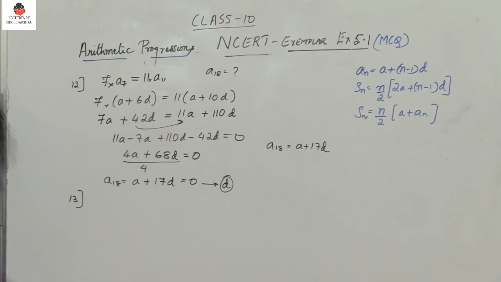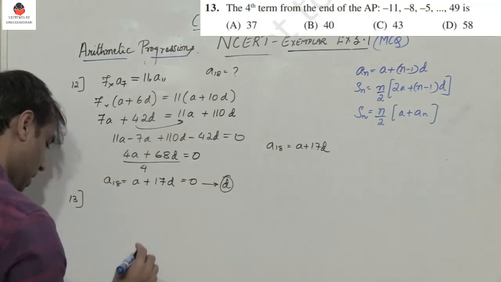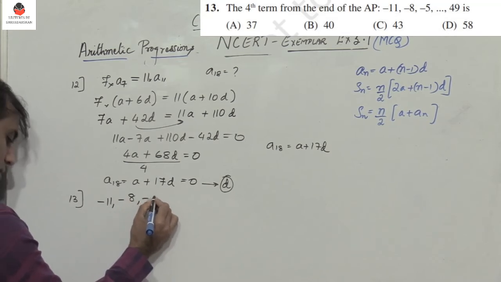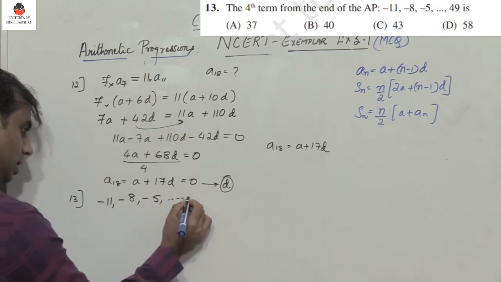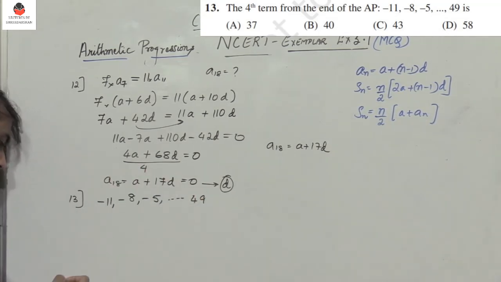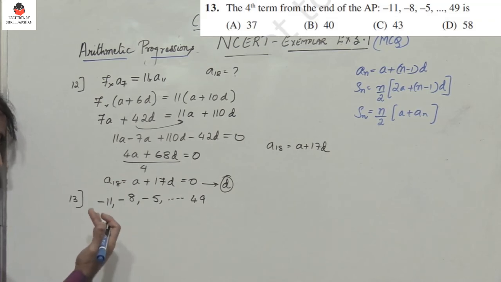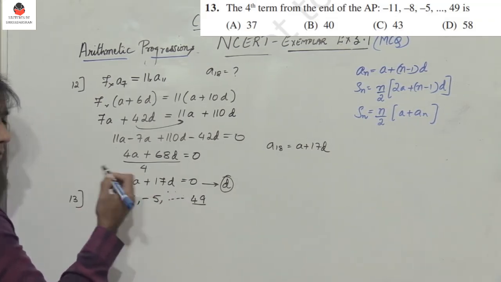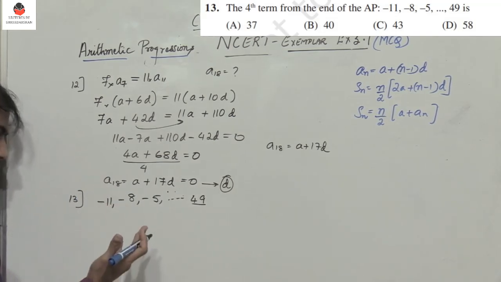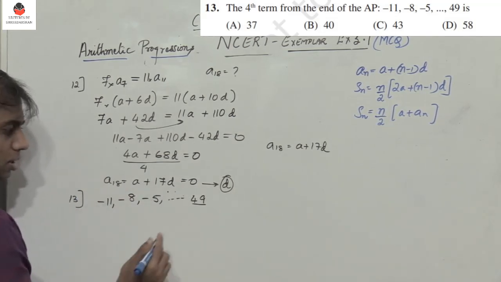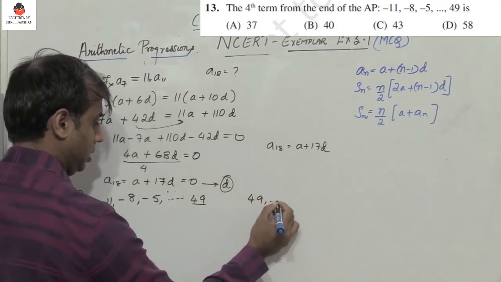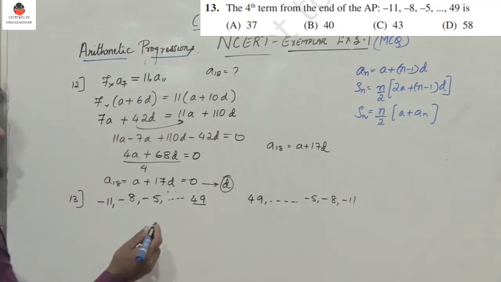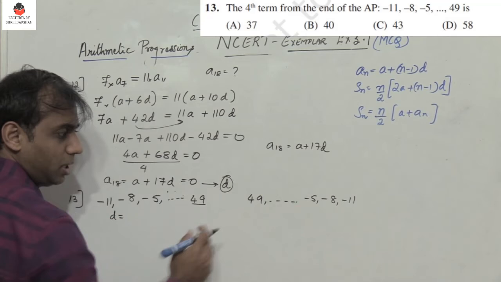The fourth term from the end of an AP is, so I have minus 11, minus 8, minus 5, and then you have 49. So I need the fourth term from the end of an AP. So this is the first, second, third and fourth. So to make things simple, let me reverse the arithmetic progression. 49, so I get minus 5, minus 8, minus 11.